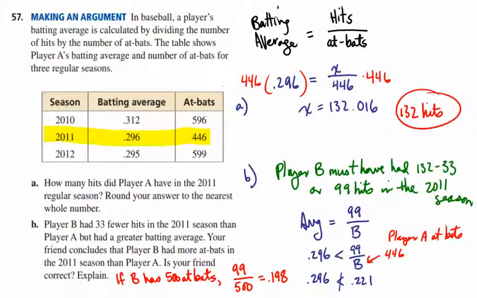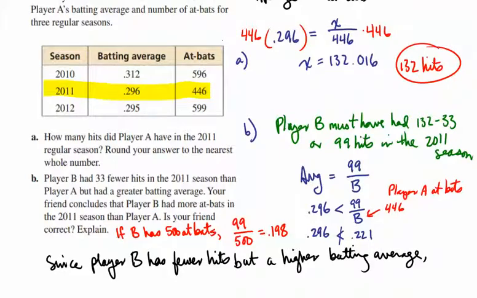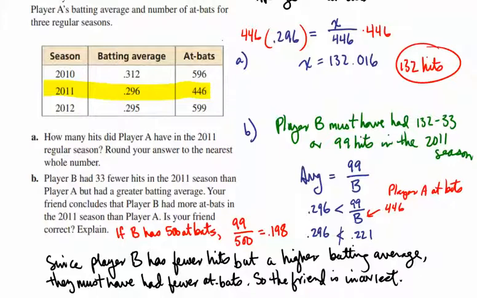So we'll scroll down a little and put in that conclusion. And it goes like this. Since player B has fewer hits but a higher batting average, they must have had fewer at-bats. So your friend is incorrect. And that does it for this problem.